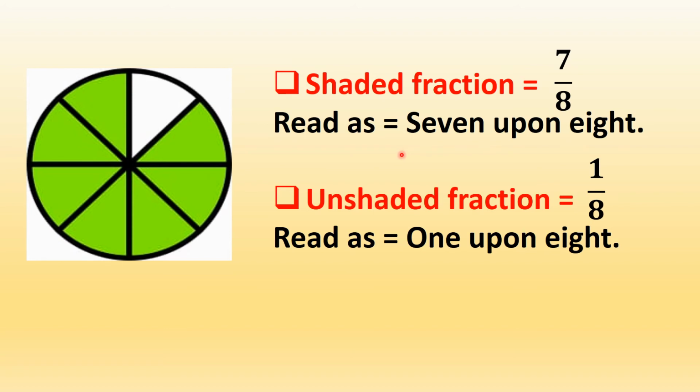Now the unshaded fraction means the non-colored part. Write 1 here and the total parts are 8. Okay, so the unshaded fraction is equal to 1 upon 8. We will read it as 1 upon 8.